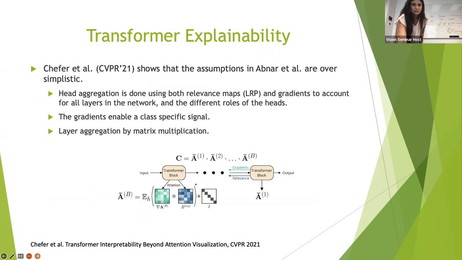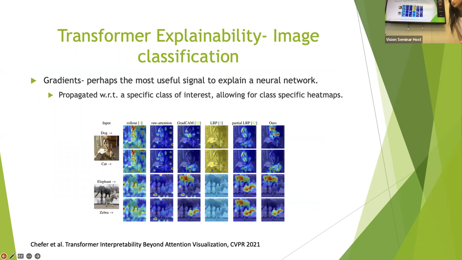Okay, yeah. So as you can see here, we have comparisons between our method and other methods that are either adapted from CNNs or methods that were constructed for transformers such as rollout. As you can see here, rollout tends to have a lot of noise in the background. And we can think about it intuitively as resulting from the fact that they just average across the heads and do not take into account the meaning of each head.